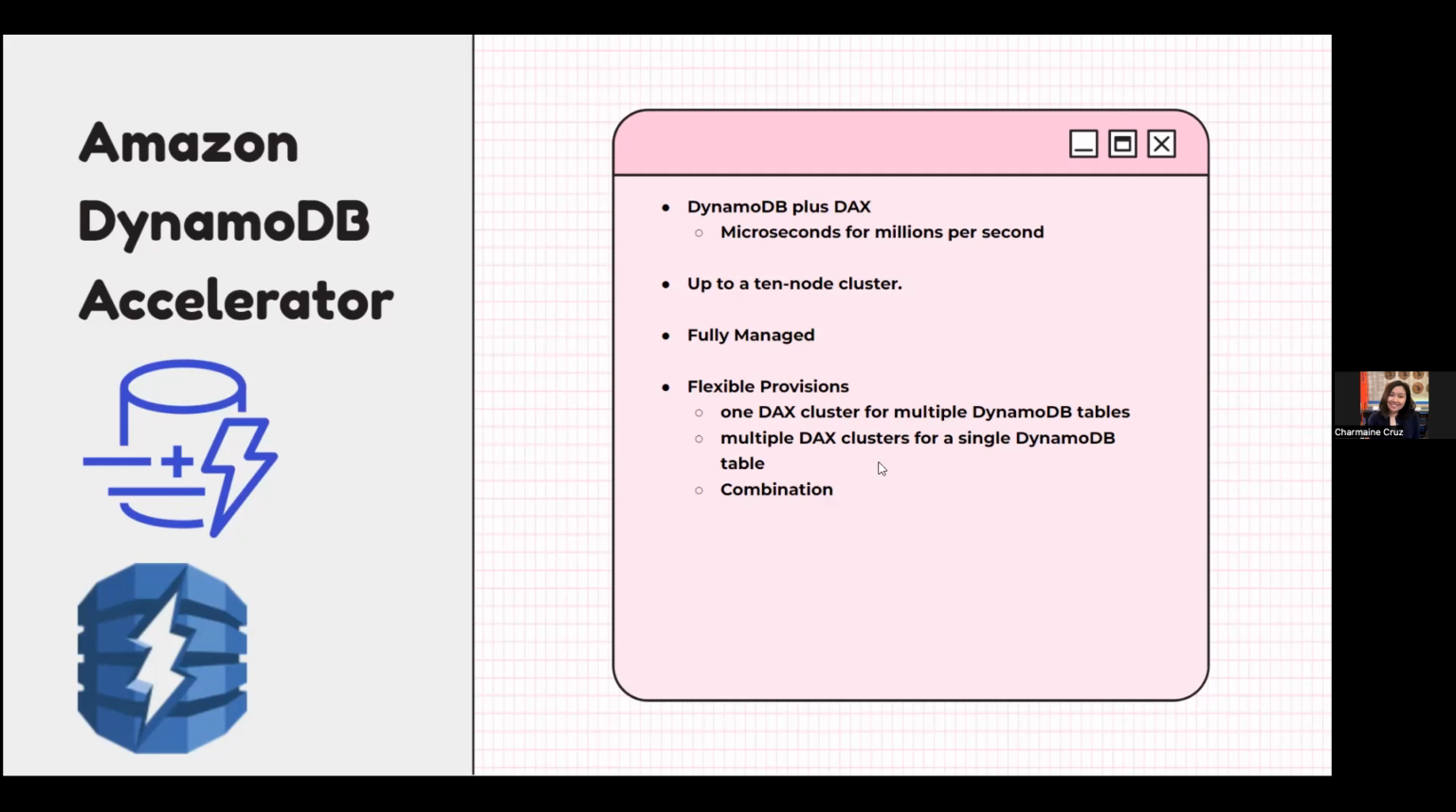And it's flexible provision. So one DAX cluster for multiple DynamoDB tables, or you could also have multiple DAX clusters for a single DynamoDB table. I know may mga ganitong questions din when it comes to SAA na either ano dito yung true or ano yung false, na pwede bang multiple DAX clusters sa single DynamoDB table, or pwede bang one DAX cluster sa multiple. So dapat on point talaga tayo sa mga items na ganito. And it also can have combination. So yung mga provisions natin when it comes to DAX.